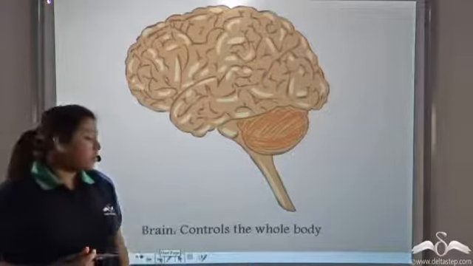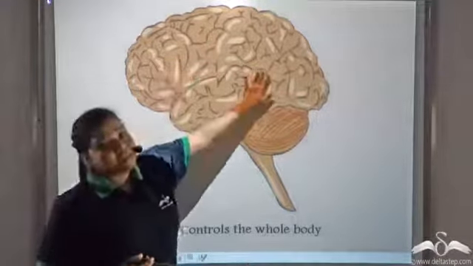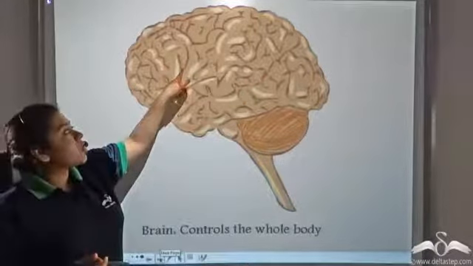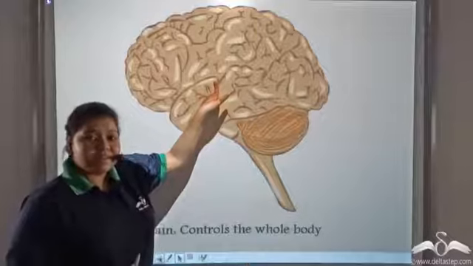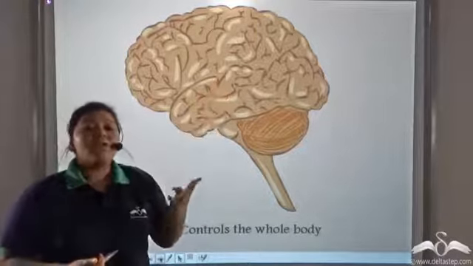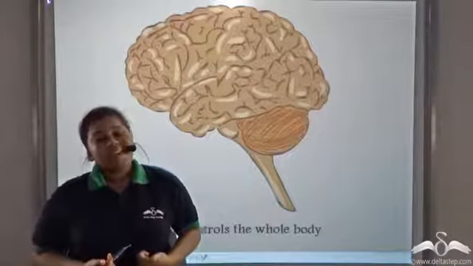So brain controls the whole body. This portion of the brain that you can see and has convolutions is known as the cerebrum, and it has 4 lobes which perform different functions in our body.